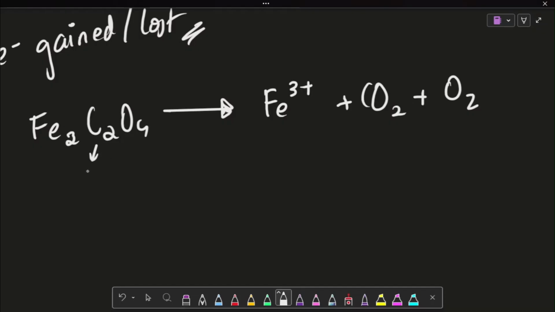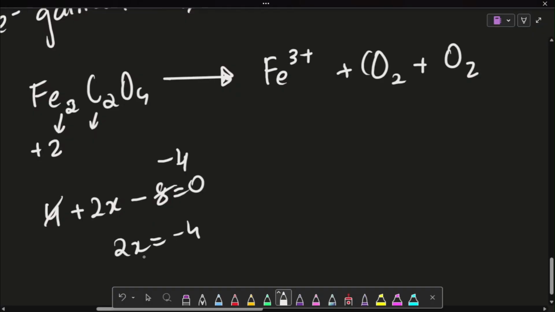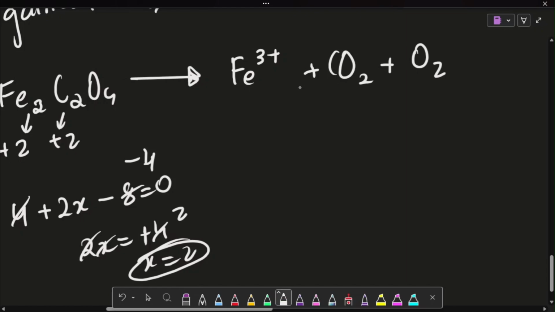If you want to write down the charge for carbon, for iron it's plus 2. 2 times 2, that's 4, plus 2x minus 8 equals 0. That's 2x equals minus 4, so x equals minus 2. Here it's plus 2 charge, and when you come here you'll arrive at plus 4 charge.